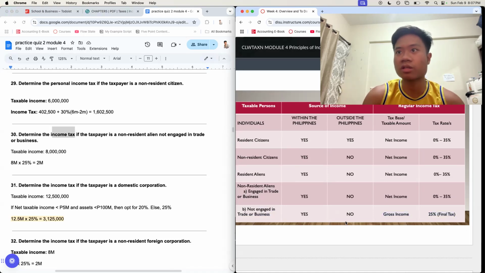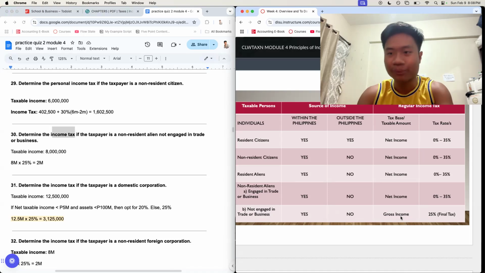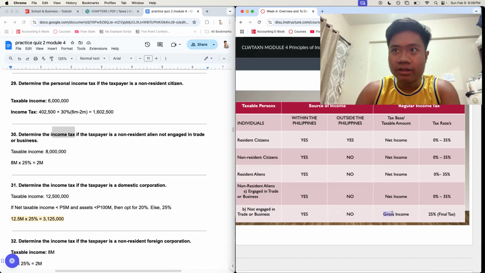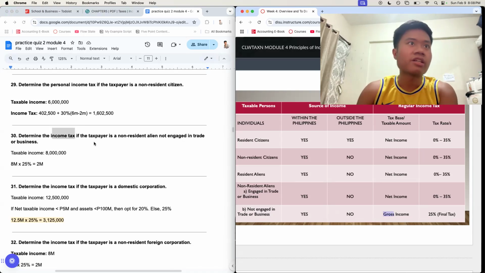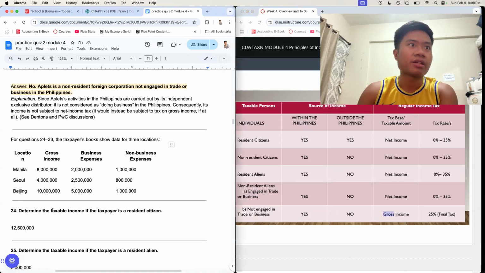This is why it's important to read the table before solving, because it can be easy to solve it and then check, oh wait, it's gross income pala, not net income. I know because I made this mistake in the practice quiz, so I'm just sharing it with you. So it says gross income, right? What is gross income? It's already here. This is the gross income. We don't have to deduct anything.